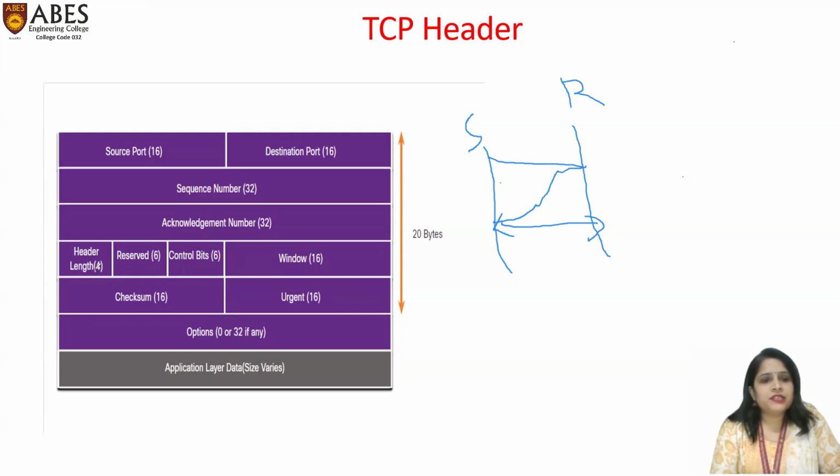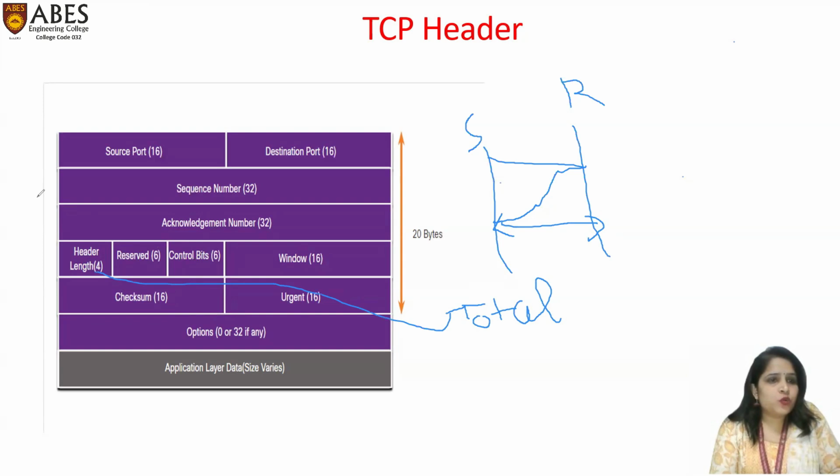Next field is header length. The header length field represents the total length of the header. The total length may vary from 20 to 60 bytes. The next 6 bits in this header are reserved for future use.